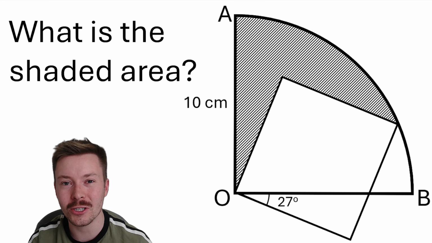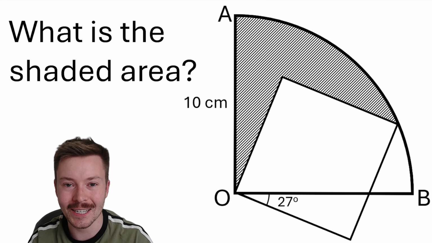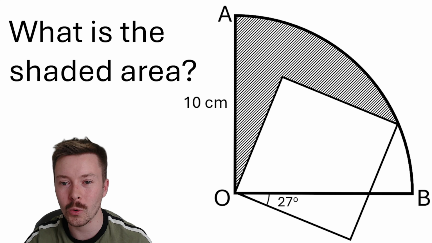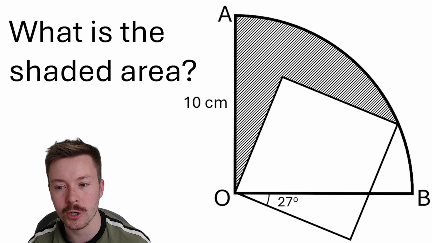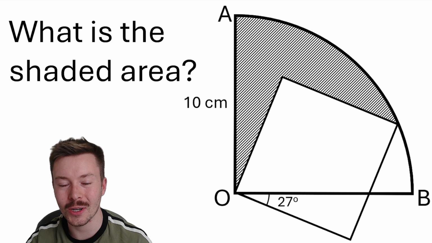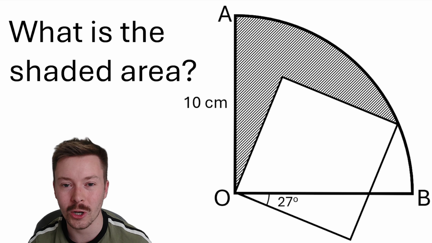This week's problem is trying to find the shaded area. We have got a quarter of a circle here, OAB, and we have got a square which has one corner intersecting exactly with the center of the quarter circle, and the other top right corner touches the circumference of the circle there.